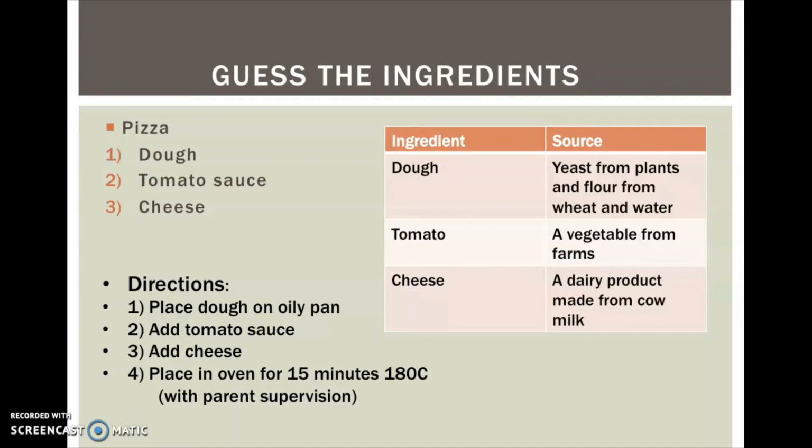Let's see the source. So the dough. The dough has yeast from plants and flour from wheat and water. Tomato, a vegetable from farms. Cheese, a dairy product made from cow milk.